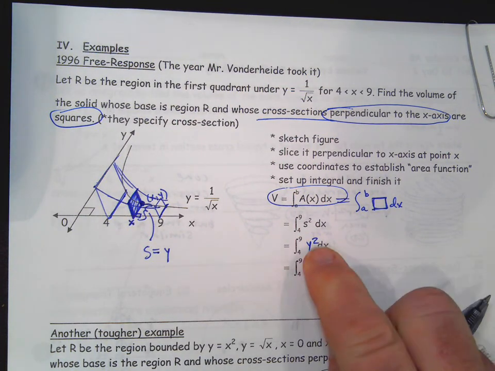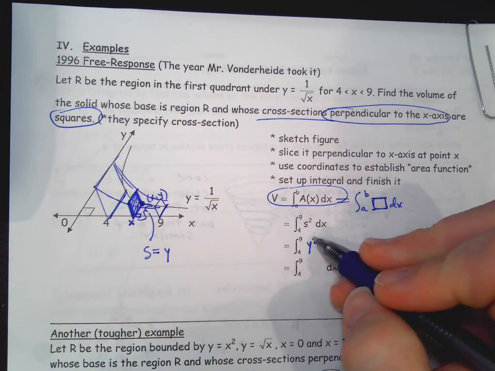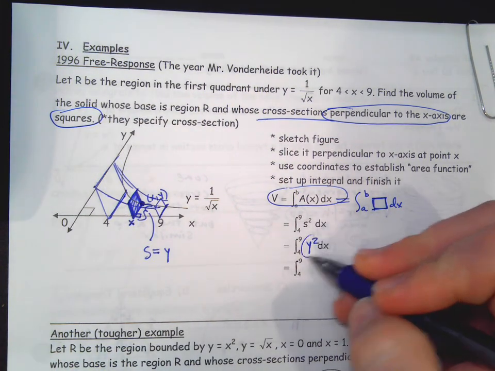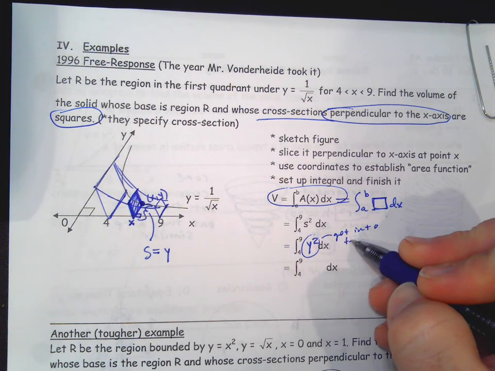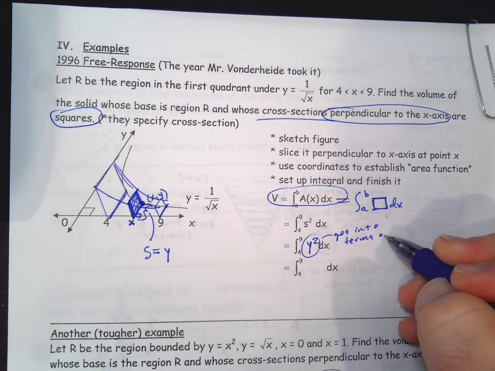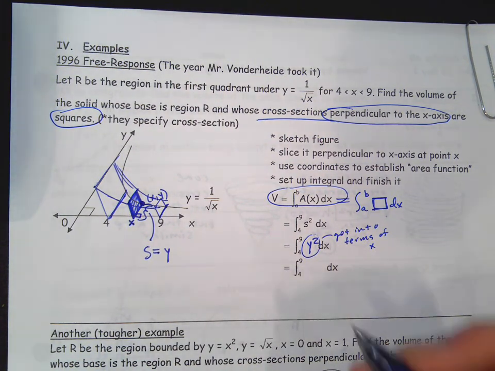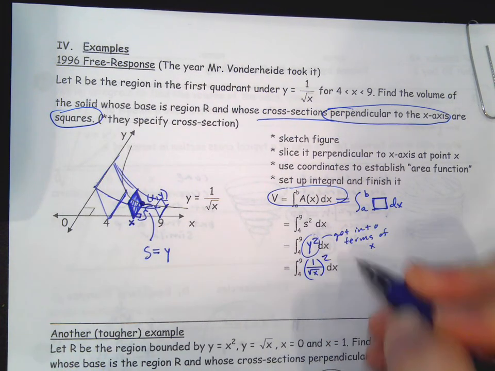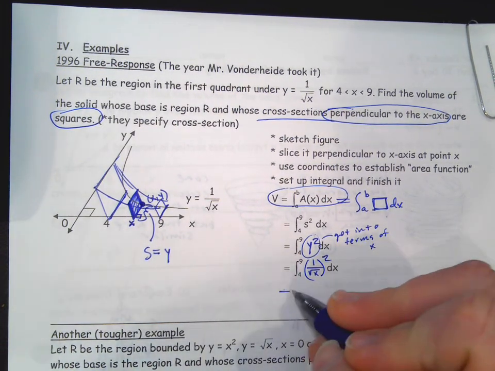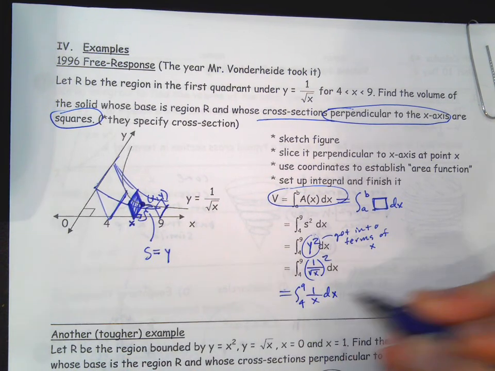We can't integrate y squared with respect to x. So we need to get it into terms of x, since we want to integrate with respect to x in the x direction. So that's pretty easy. It's 1 over the square root of x, squared. And then we could simplify it. It's going to be 1 over x. And so that's just the setup.